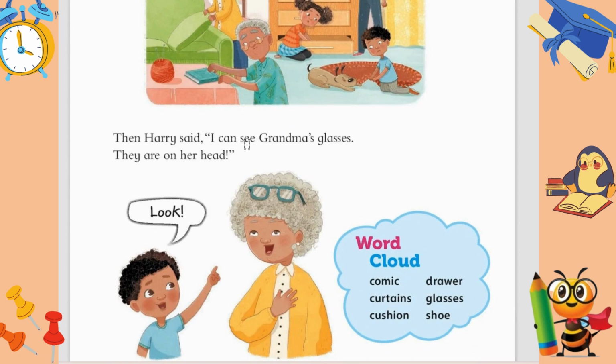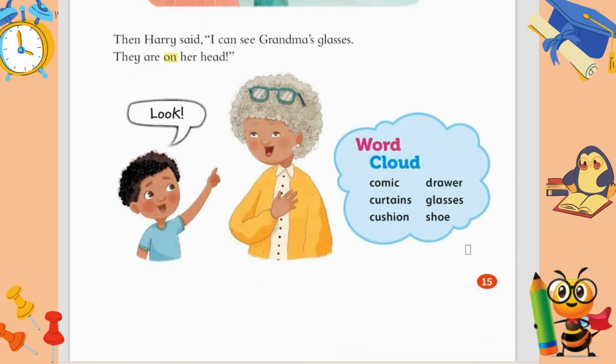Then Harry said, "I can see grandma's glasses. They are on her head." So this is funny because the glasses were on her head and she cannot find them. I can see grandma's glasses. They are on her head. So on is also a preposition, correct. And here is Harry saying, look.